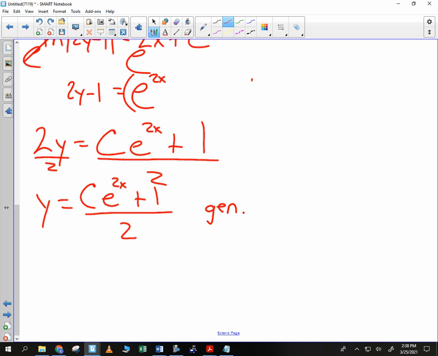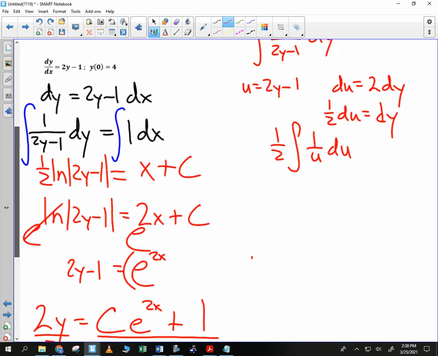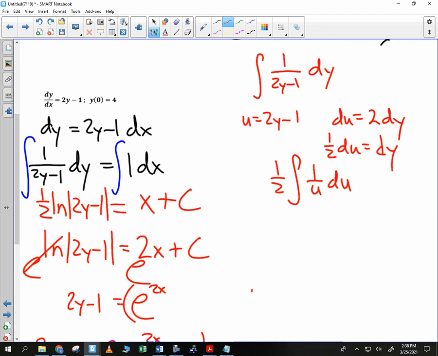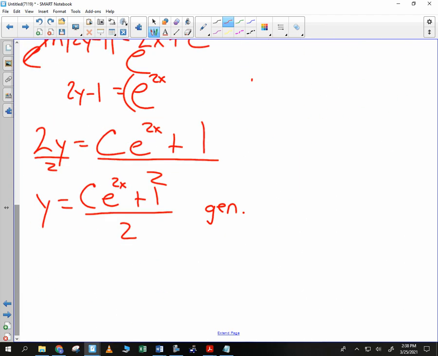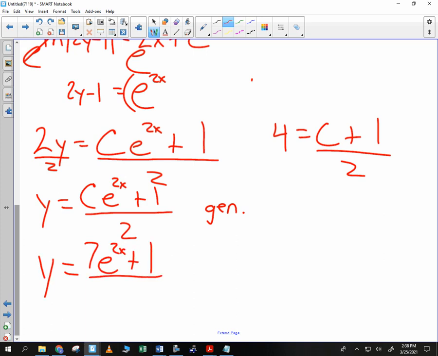What do we do to find the particular? 0 for x, 4 for y. So 4 is equal to some constant. e to the 0 is 1. So if I have 4 is equal to c plus 1 over 2, I'm going to need 8 divided by 2, so c is going to be 7. So y equals 7 e to the 2x plus 1 over 2. This is the particular solution.